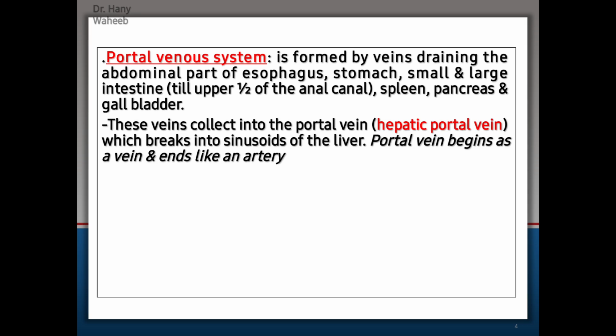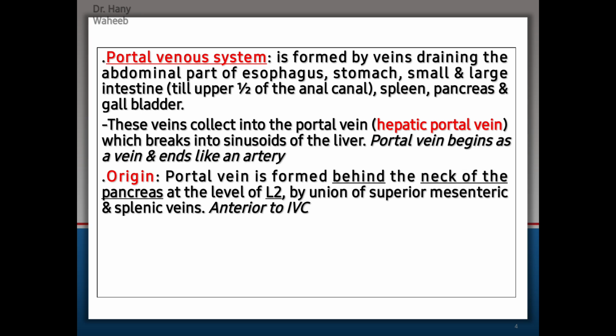These veins collect into the portal vein, also called the hepatic portal vein, which breaks into the sinusoids of the liver. So the portal vein begins as a vein by tributaries and ends like an artery by dividing into two branches which enter the corresponding functional lobes of the liver to break into the sinusoids of the liver. Portal vein begins as a vein, ends like an artery.